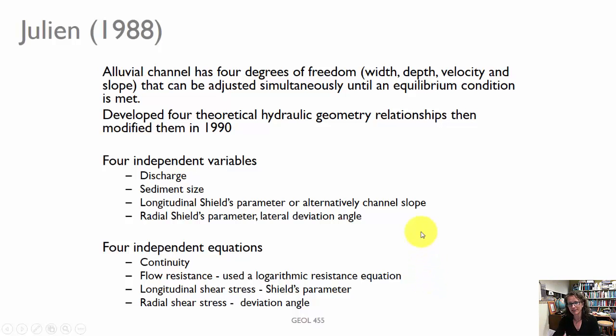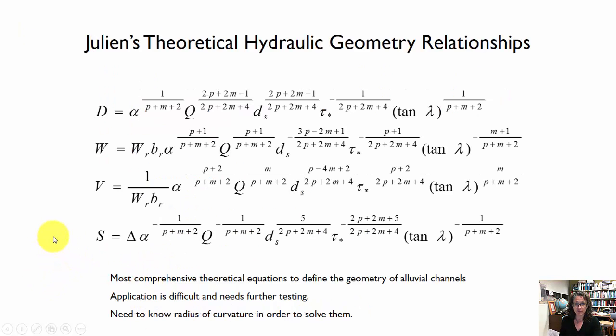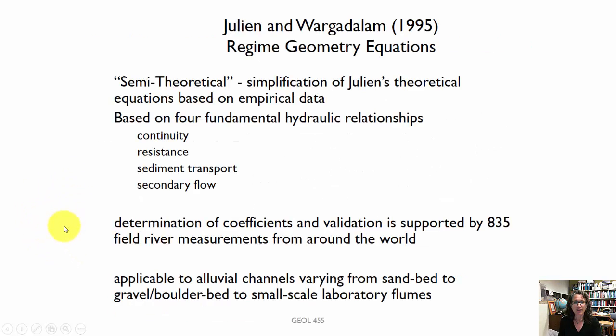But my former PhD advisor actually tried to do this, and he created some hydraulic geometry equations that included 4 independent variables: discharge, sediment size, a Shields parameter, and a parameter that included the effect of radius of curvature on the flow. He came up with 4 independent equations that look like this. So you guys have to memorize those. Just kidding.